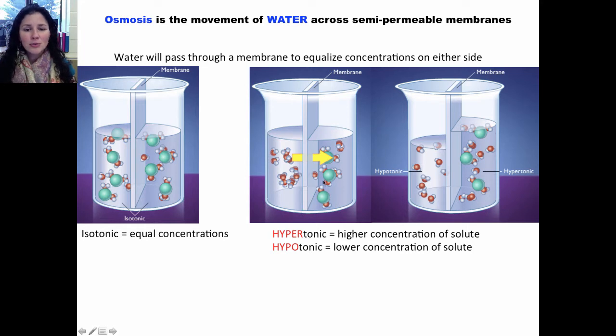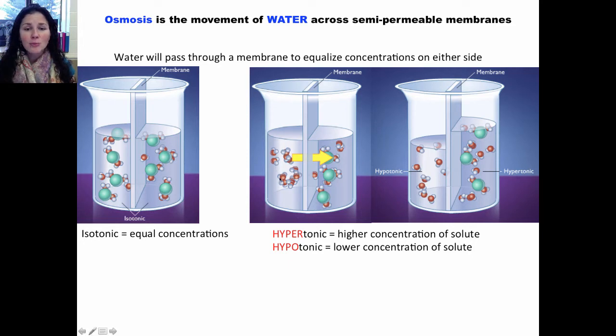There is more solute on the right-hand side of this beaker, and water will move towards the solute because it wants to dilute the solute. Another way to think of this is that there is a higher concentration of water on the left-hand side of this beaker and a lower concentration of water on the right-hand side. Water, just like other things, will try to move from high concentration to low concentration, or they move down their own concentration gradient. There are two ways to think of this.